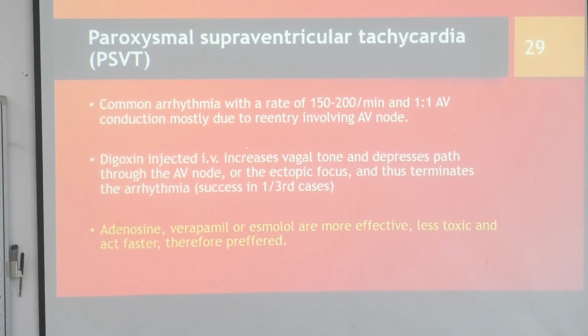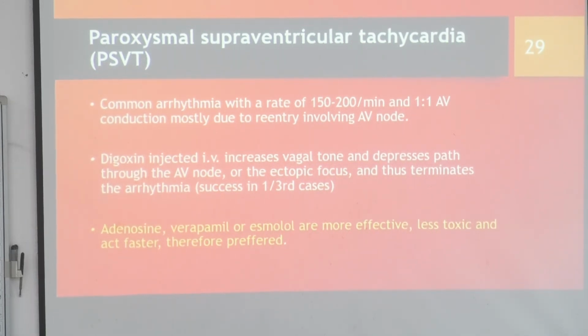Okay, digoxin injected intravenously increases the vagal tone and thus they depress the path through the AV node or the ectopic focus. They terminate PSVT in 1/3 of the cases. Although digoxin may be used, but the adenosine is the drug of choice in PSVT. Also, verapamil, esmolol, they are more effective, less toxic, and act faster. Drug of choice in PSVT is adenosine. Okay.